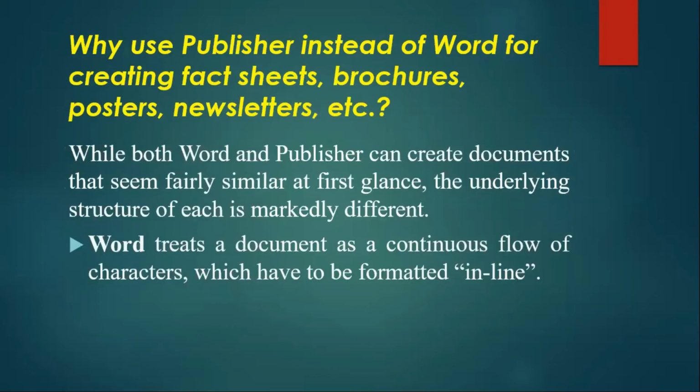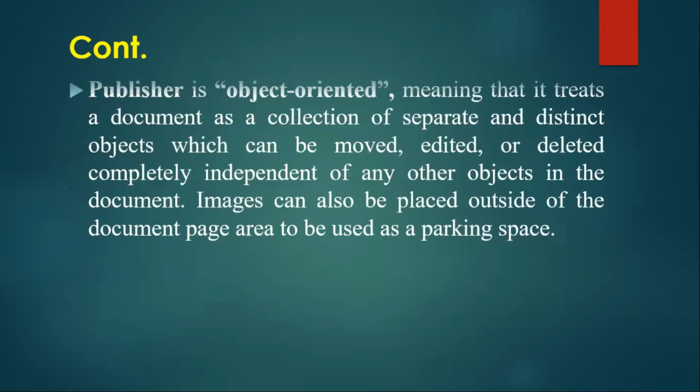But in Publisher, we call it object oriented. We are saying that in Publisher it is what? Object oriented. And when we say something is object oriented, what do we mean? It means that it treats a document as a collection of separate and distinct objects which can be moved, edited, or deleted completely independently of any other objects in the document.